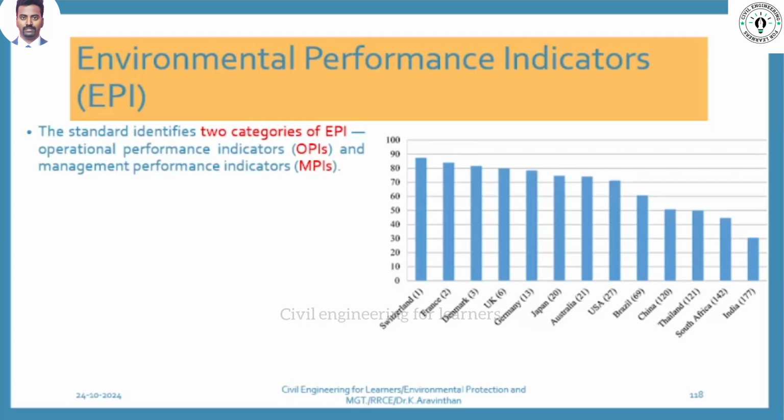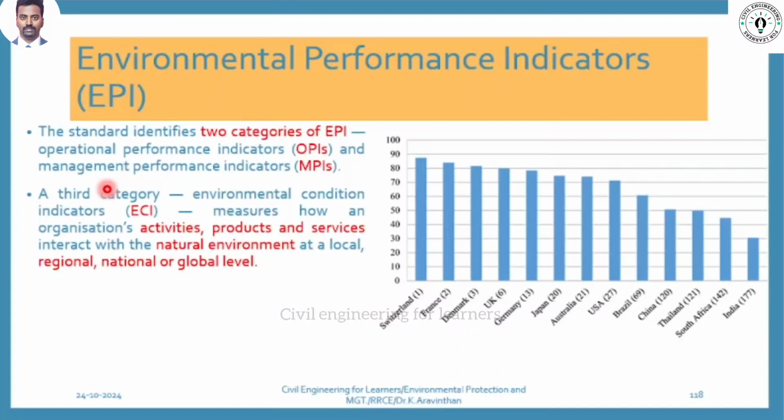Environmental performance indicator is a background check of all the organizations. They check how the industry performs. Not only the consumer perspective. In the consumer perspective, we only check the offers, but there is an environmental perspective too. So there are two major categories of environmental performance index. Operational performance indicator, that is OPI. Next one is management performance indicator. These two are one category. And the third one is there. What is that? ECI, that is called environmental condition indicator.